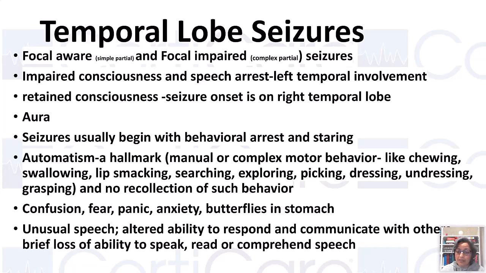We do see automatism in frontal lobe seizures too, but that automatism is like bicycling, paddling, a large amplitude motor component. But in temporal lobe, the automatism is confined to the hands and the mouth. Patients feel confused, with a sense of fear and panic. They have butterflies in their stomach, and they may have unusual speech. They even lose the ability to speak and read and even comprehend and communicate.